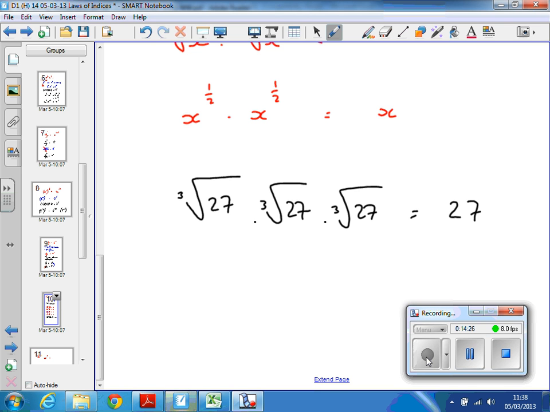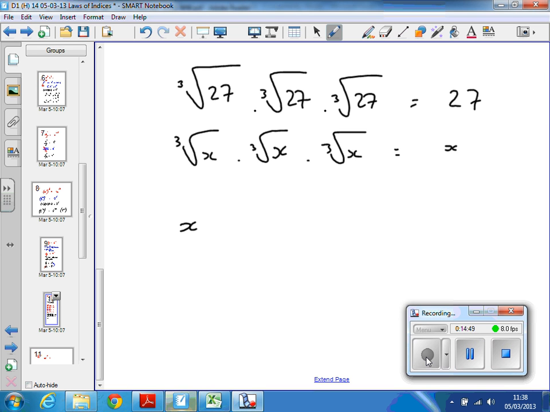The same argument is going to apply. The cube root of x times the cube root of x times the cube root of x is x. Same argument as we've just been doing for the square root. So if I think of a fraction, what fraction adds up 3 of them to get 1? A third. A third plus a third plus a third is 1. So the cube root is a third, and that's where that root comes from. The root is always the number underneath in the fraction.